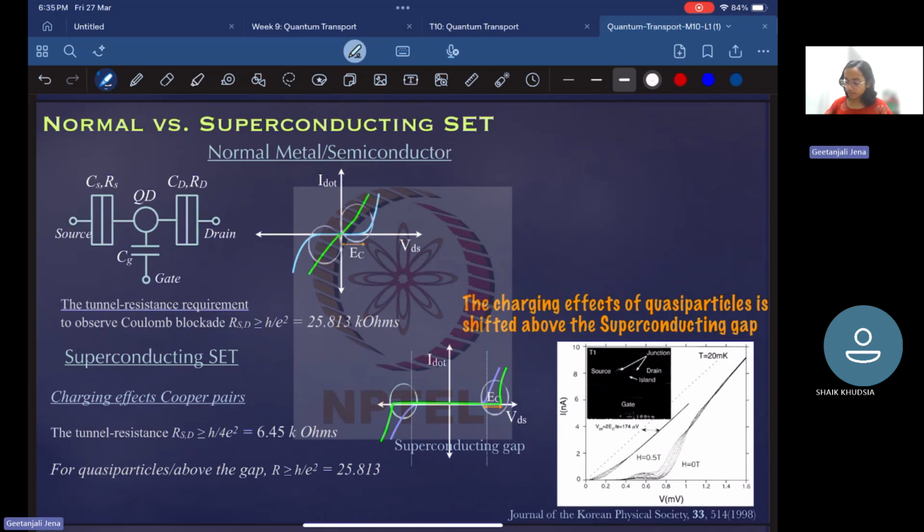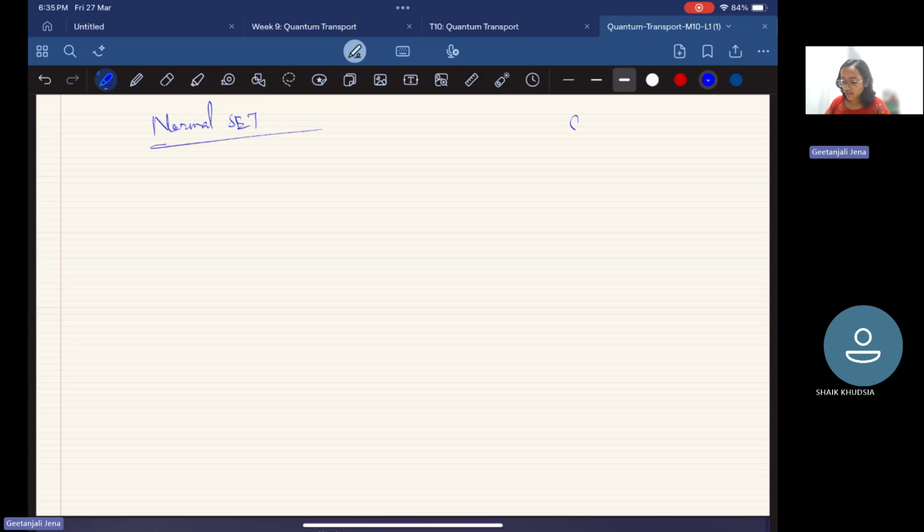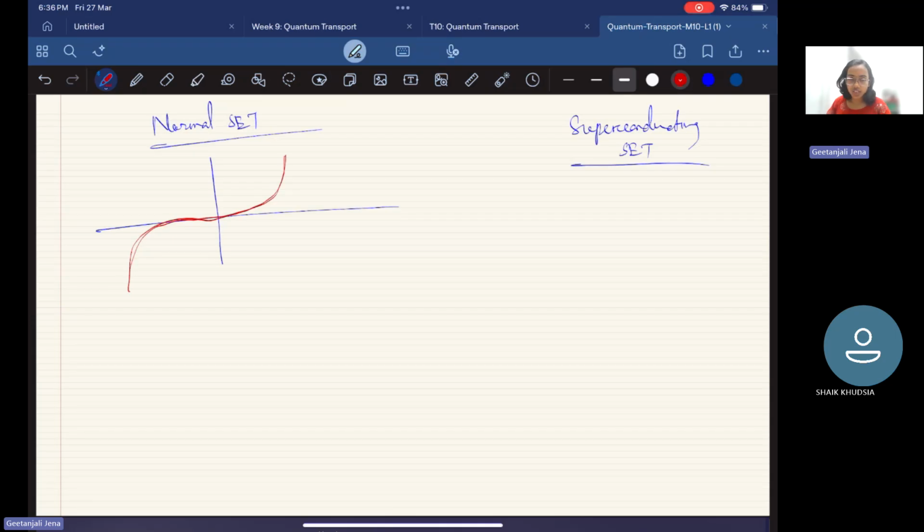So for normal SET, if you look at the graph, normal SET and we have superconducting SET. For normal SET, we have IV characteristics which look like this. We can see the effect of Coulomb blockade oscillation, and when we change the gate voltage, it can be changed, and we will see an ohmic behavior of IV characteristics.